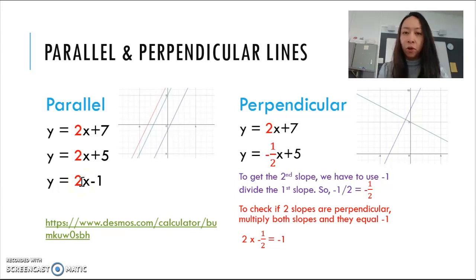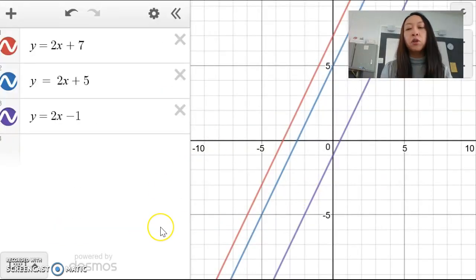And as we learned before, the 2, which is the number in front of the x, is the value of your slope. And if the values of your slopes are the same, they are parallel lines. So if we go to Desmos and have a look at parallel lines, you can see that if I put in the equations that I stated just now, the lines are parallel. They have the same slope.